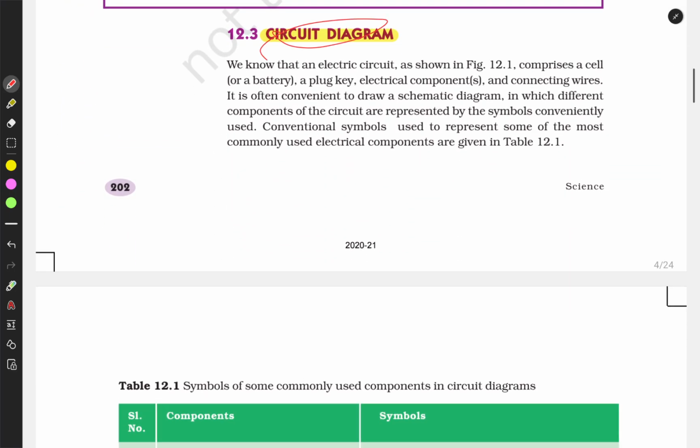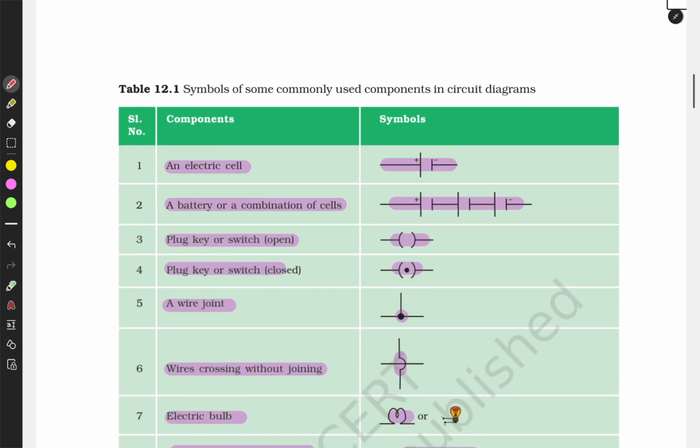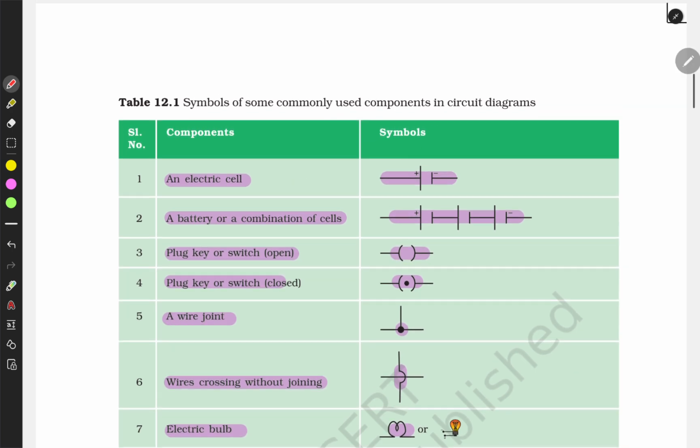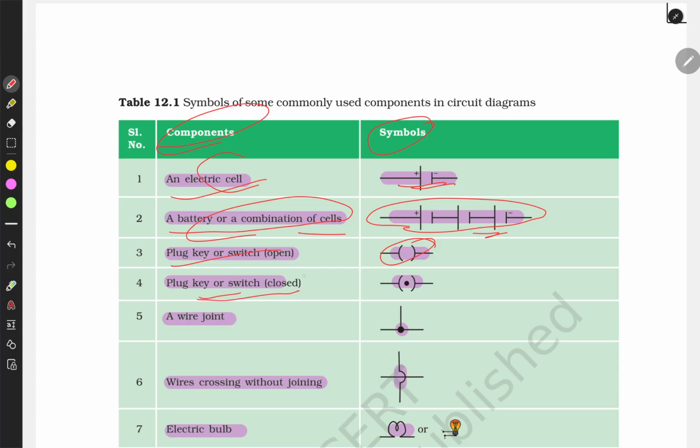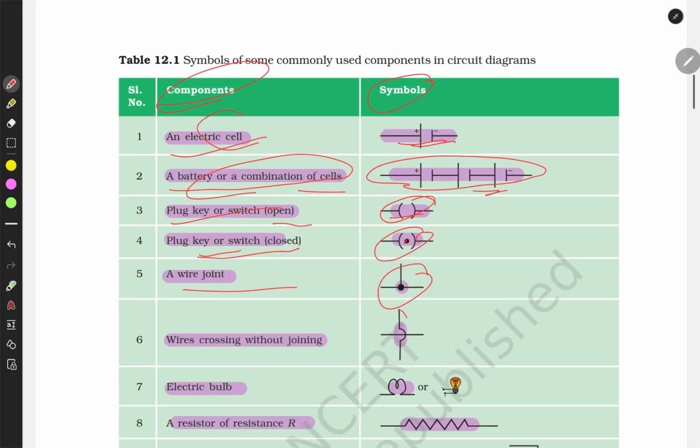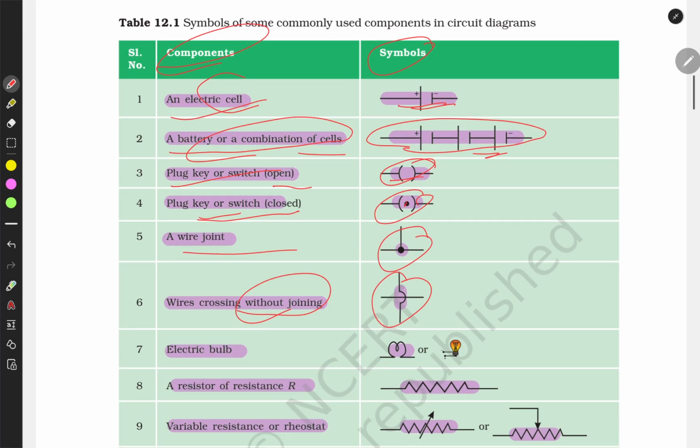Let's talk about the circuit diagrams. In circuit diagrams we have symbols for components. An electric cell is symbolized this way, and a combination of cells, a battery, is symbolized this way. For a switch we have this: an open switch is this, and this is a closed switch, where there is a button, which means close. This is a joint wire, and this shows the wires are crossing, not joining.